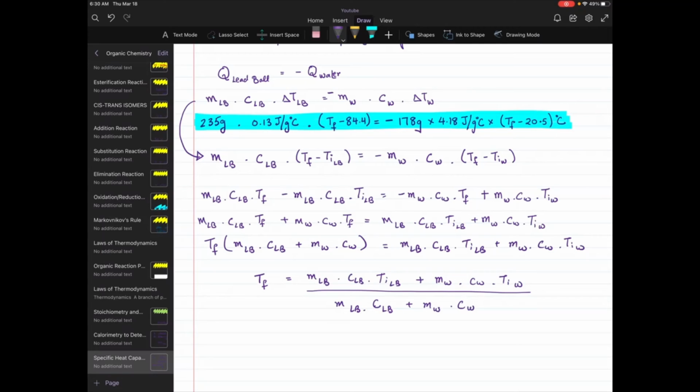So this is now the equation with all the variables in place. We haven't plugged in any values till now. Now this tells us that to figure out the final temperature, we just have to plug in all the values that we had in the question. So now I'm going to plug in all the values.